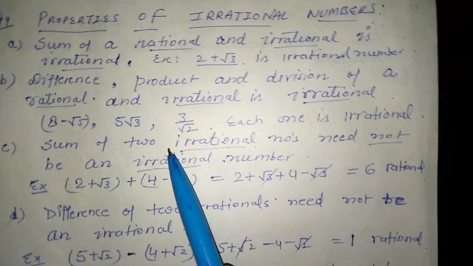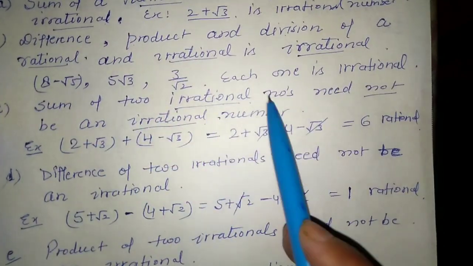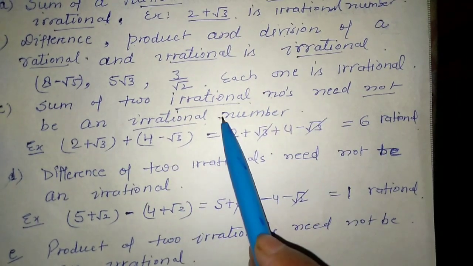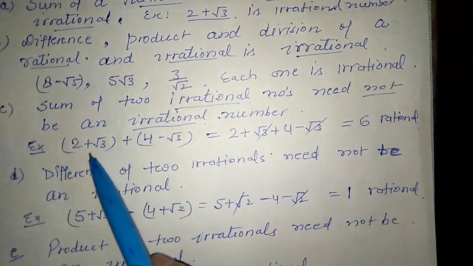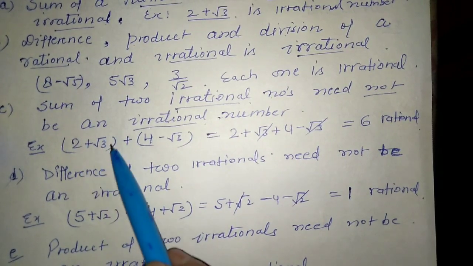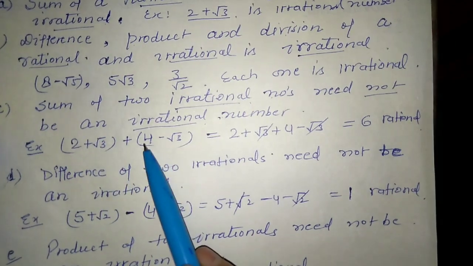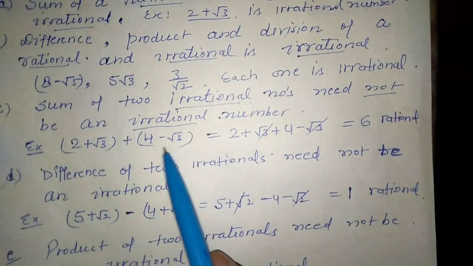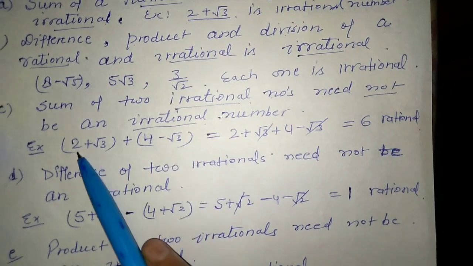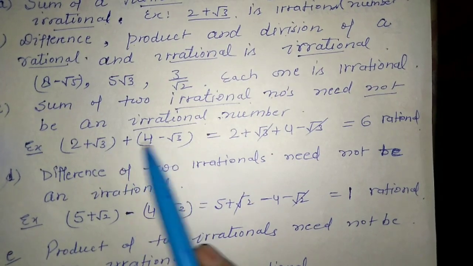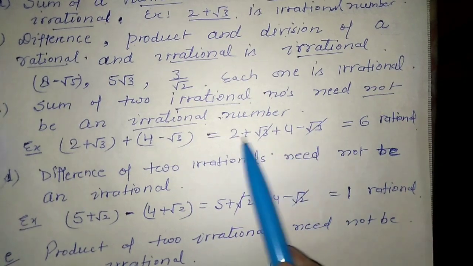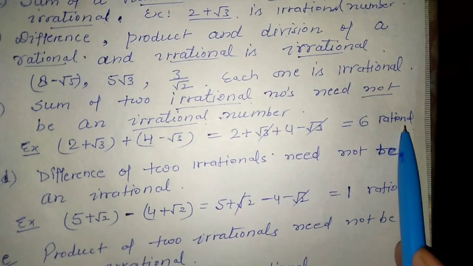The sum of two irrational numbers need not be irrational. It can be rational or irrational. Example, 2 plus root 3. The sum of a rational and an irrational, this complete number, is irrational. Similarly, 4 minus root 3, the difference of a rational and an irrational, is again irrational. So 2 plus root 3 and 4 minus root 3 are two irrational numbers. If we add them, the root 3 will cancel out. 2 plus 4 is 6. This is a rational number.